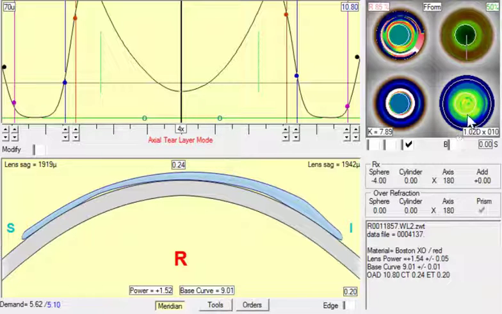But in these low cylinder cases, I like to add the prism in. Usually it doesn't affect the fit too much, and it just gives me a little bit of extra data. Hopefully it becomes useful. So those are my thoughts on this case. Hopefully they're helpful, and best of luck with your patient.